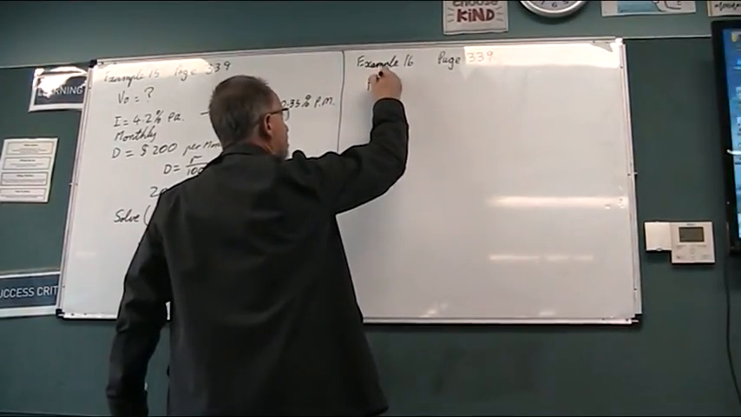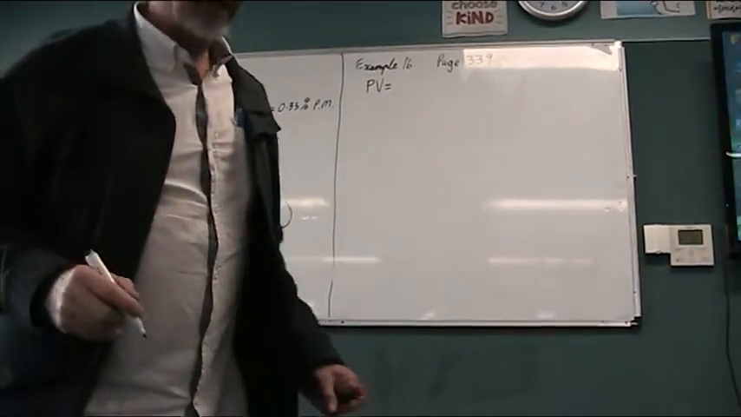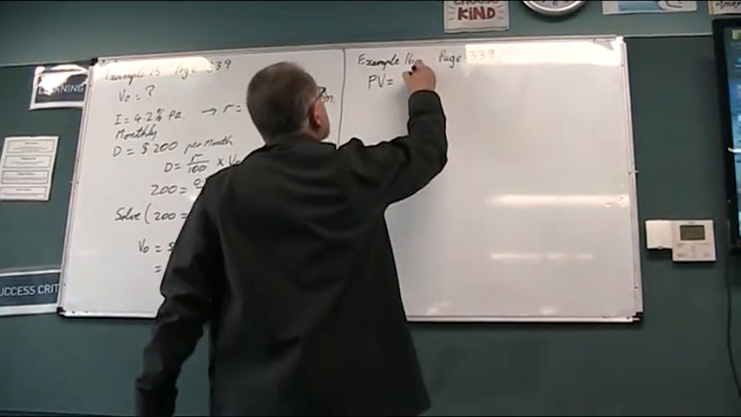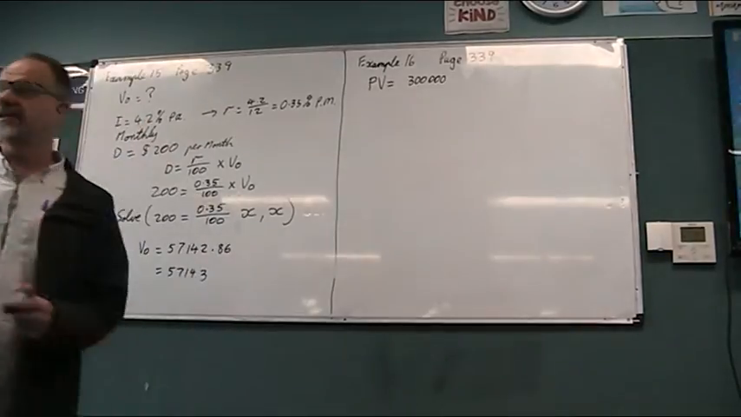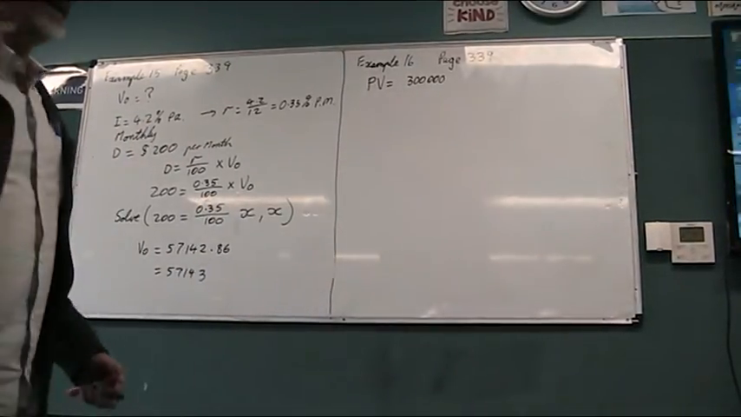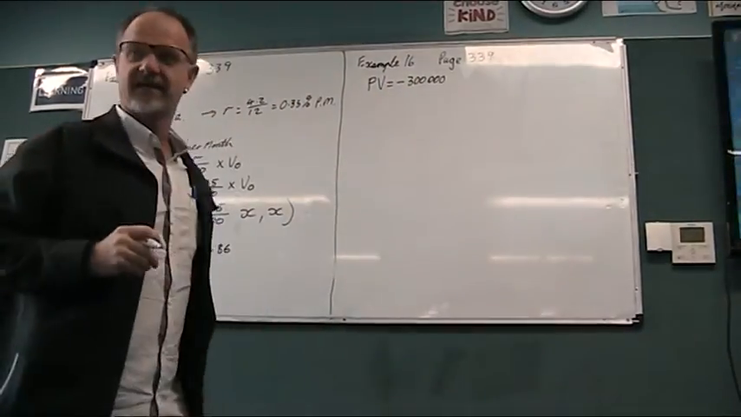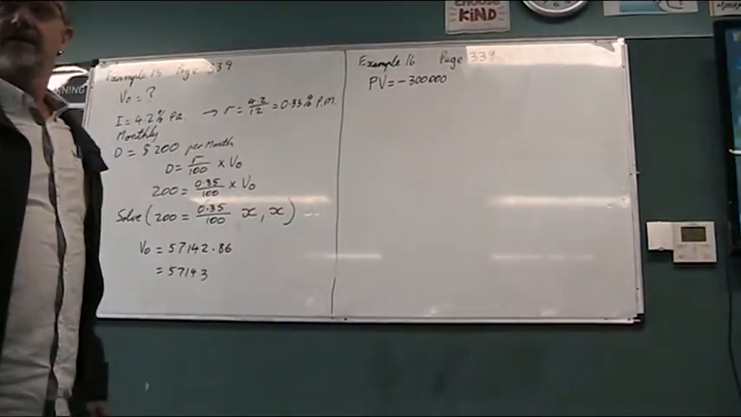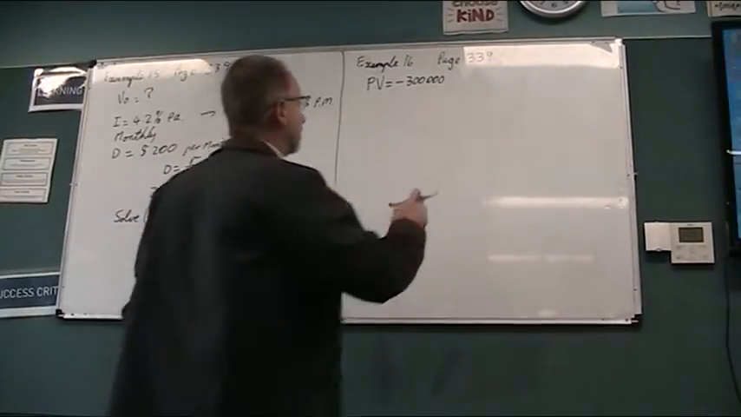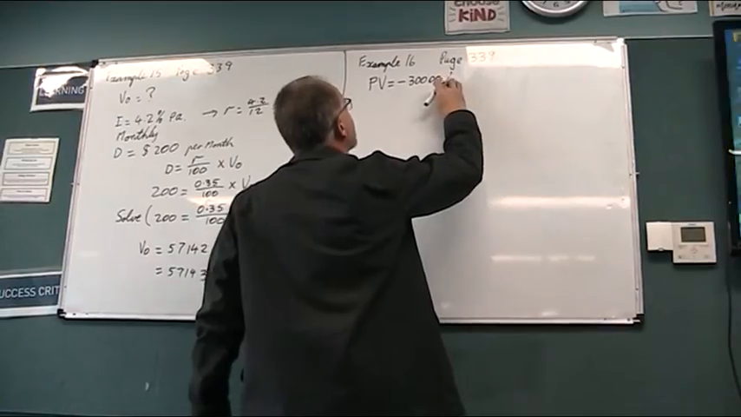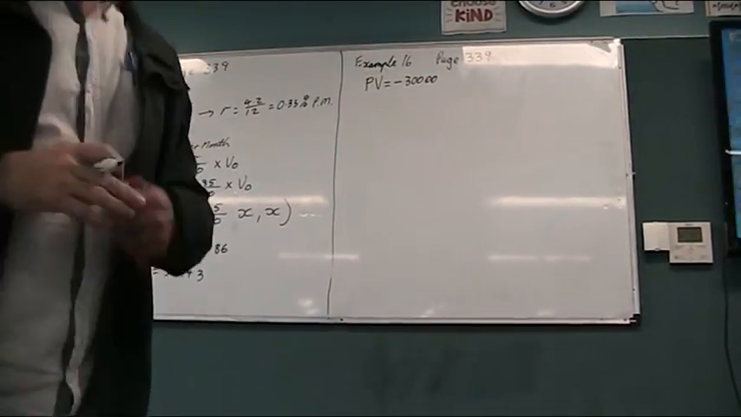So our present value is 300,000. Now, does that need to be positive or negative? Negative, because they're investing it, so they're putting their money in, their money's going away to whoever's investing it. I think it's 30,000. 30, not 300. Right, thank you. There we go.